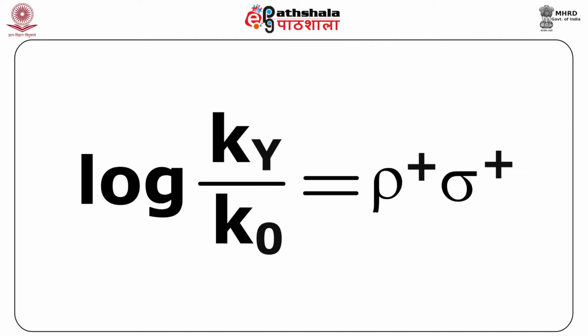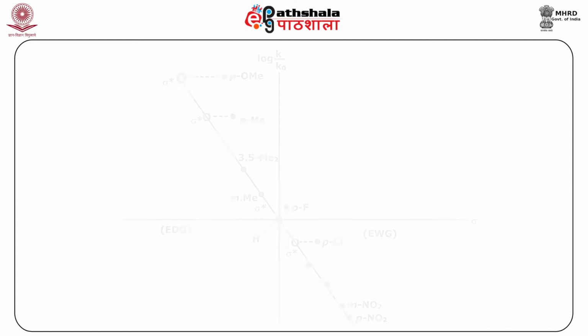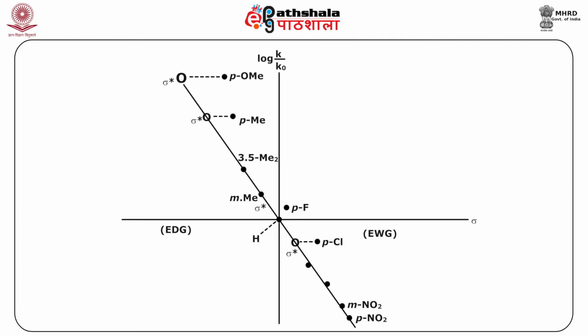Brown then modified the Hammett equation as log of k by k naught is equal to rho plus sigma plus. Now, students, as you can see, this is the modified Hammett equation. Here he introduced the sigma plus factor. We know it as sigma plus, which were determined by extrapolating the originally outlying points for the para substituted cumyl chlorides to fit into the standard Hammett curve.